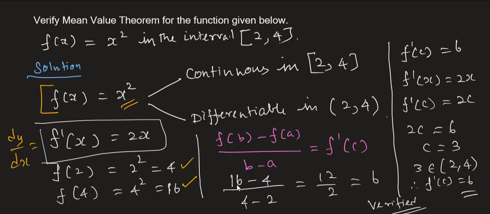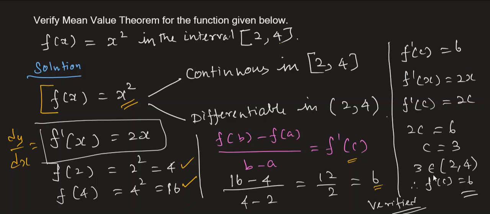So now f of b can be substituted here, 16, minus f of a, 4, divided by 4 minus 2. So it gives 6. So it means f dash c is equal to 6 according to this equation. So we can substitute this. f dash x is equal to 2x, so let us replace at c. f dash c is equal to 2c. Therefore 2c is equal to 6, c is equal to 3.